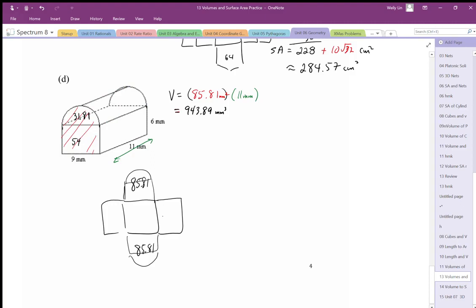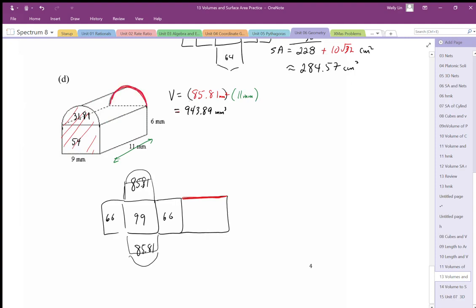So this is going to be 66. 66, it's 11 by 6. That's 11 by 9, so this should be 99. And then I'm going to have a top surface here. And to work out that top surface, although I know it's 11 deep, I don't know how long that is. But I do know that that is half a circle. Okay, so that's half the circle.